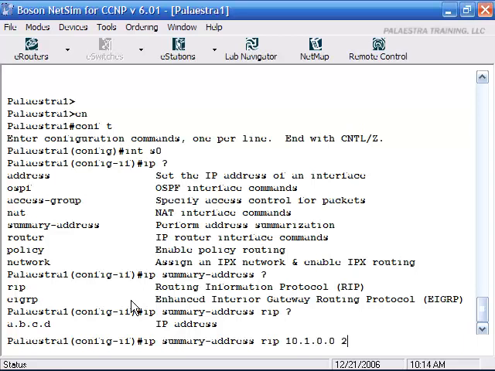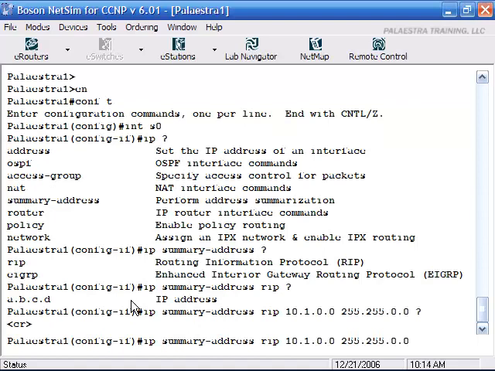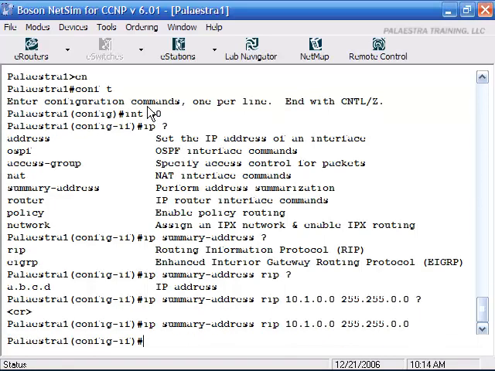This is Palestra 1, 255.255.0.0. If I do a question mark, it simply says carriage return, meaning hit enter, and you're done. So it's a fairly easy command. The main thing is just making sure your IP is planned out appropriately in your network.